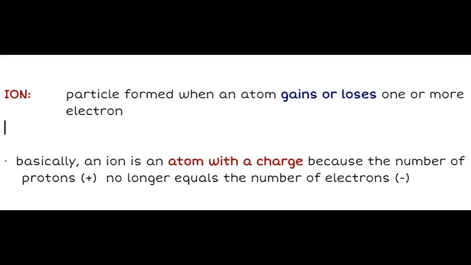So remember that thing at the beginning that when we added a few electrons to nitrogen, that charged particle has a special name in science. We call it an ion. So an ion is that particle that gets formed when that atom gains or loses 1 or more electrons. So essentially, what is an ion? An ion is an atom with a charge to it. It's no longer neutral. And that happens because the number of electrons is no longer equal to the number of protons.